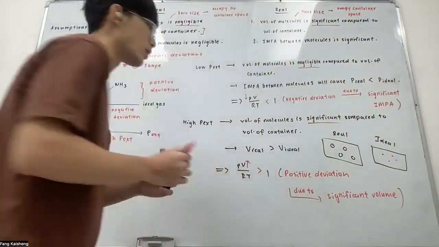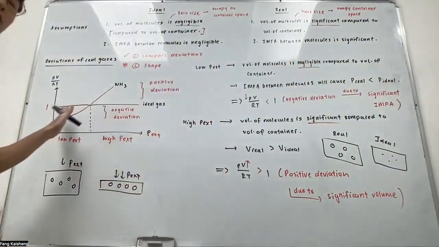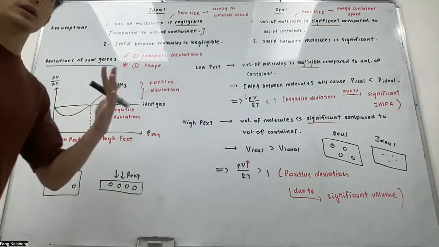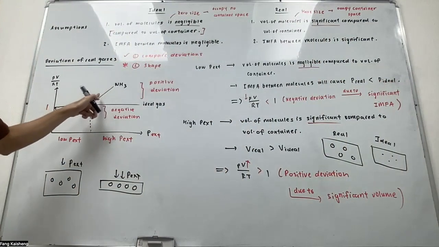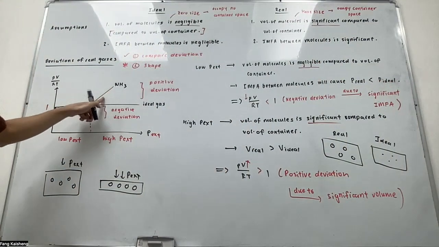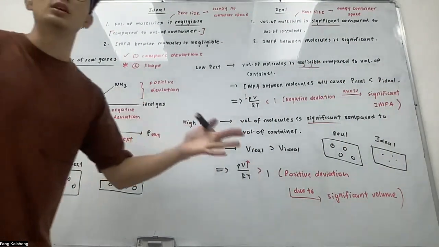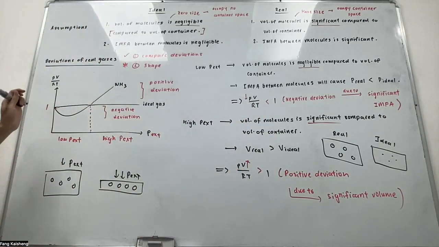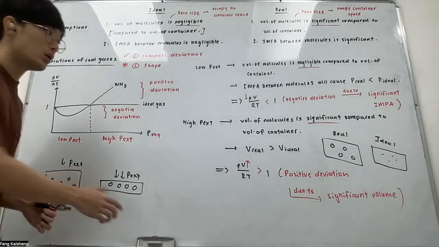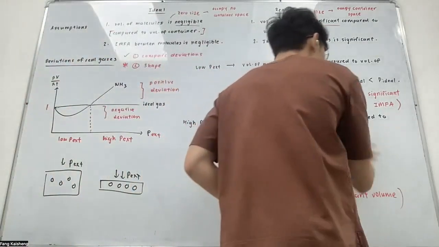Once again, if the question asks you at which point on this graph significant volume is the most important factor, you must point to anything above this, basically this part of the graph. If they ask you which one has the most significant intermolecular force, you must point me towards the negative deviation part. That's how they test the MCQ. Let me just remove this.